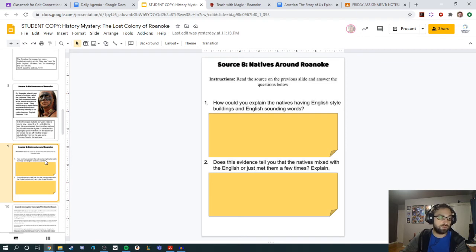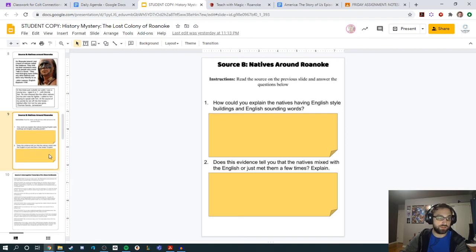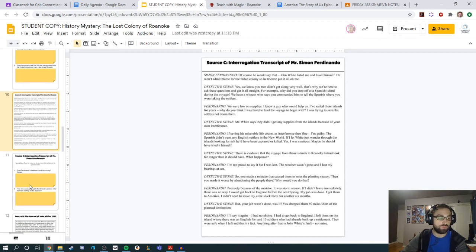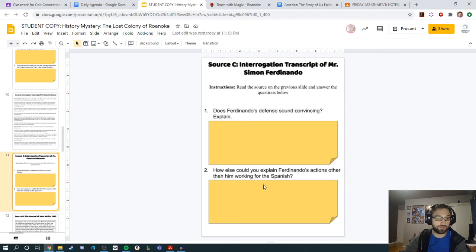Okay. So we did source A and source B. Then we move on to source C. This is an interrogation transcript of Mr. Simon Ferdinando. Simon Ferdinando was the captain of the ship who brought the settlers over here. Okay, so basically this is people interrogating him, trying to figure out what happened. So again, read through source C, move on to the next slide and answer the questions.